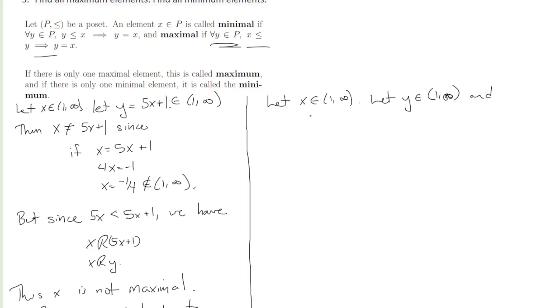And assume that y is related to x. y is less than or equal to x. Okay, so I now need to conclude then that y must equal x. All right. Well, what does y less than or equal to x mean? It means 5y is less than x, or y equals x. If y equals x, we're done. And we could write that. If y equals x, we're done.